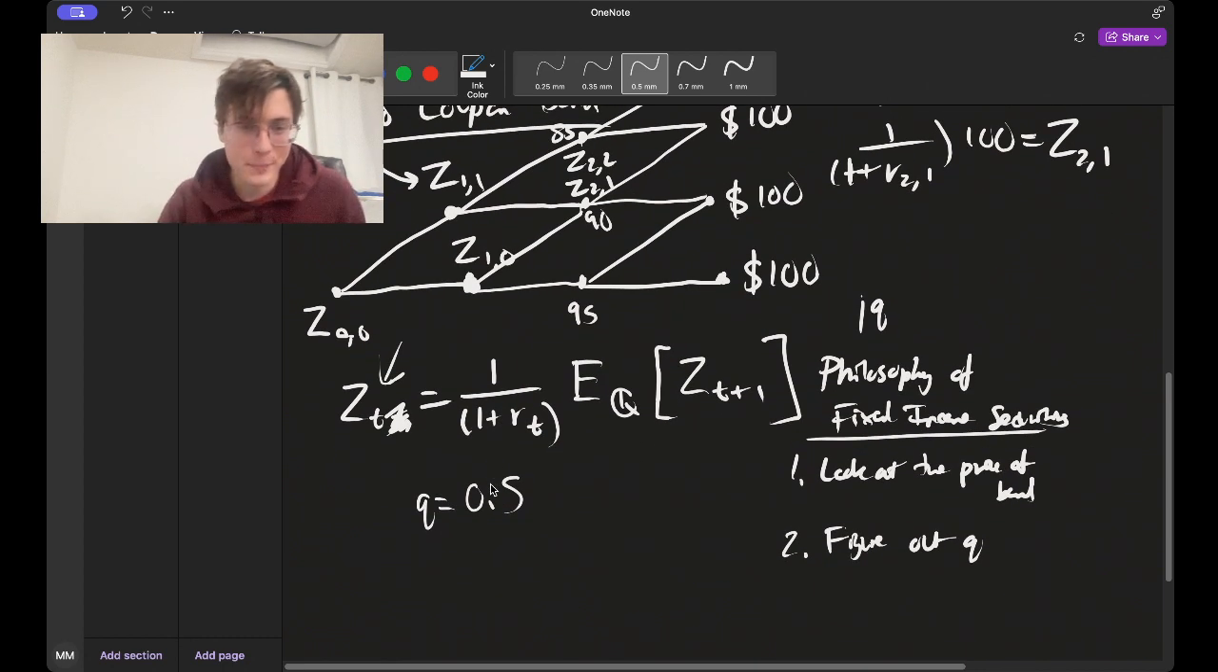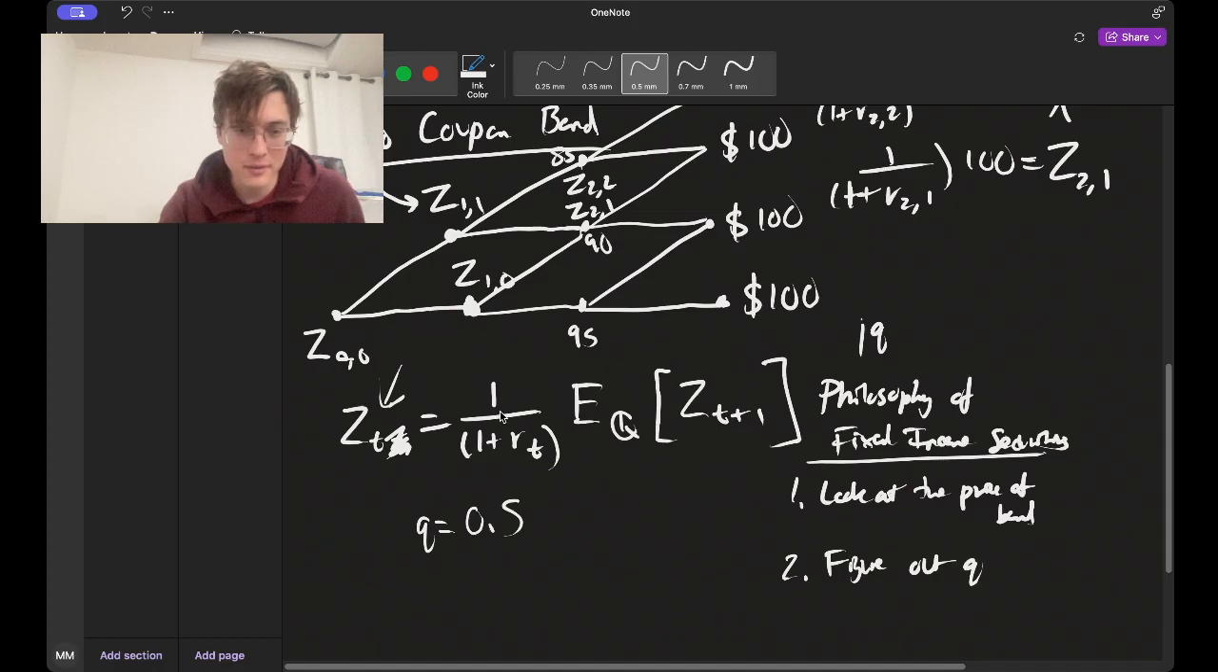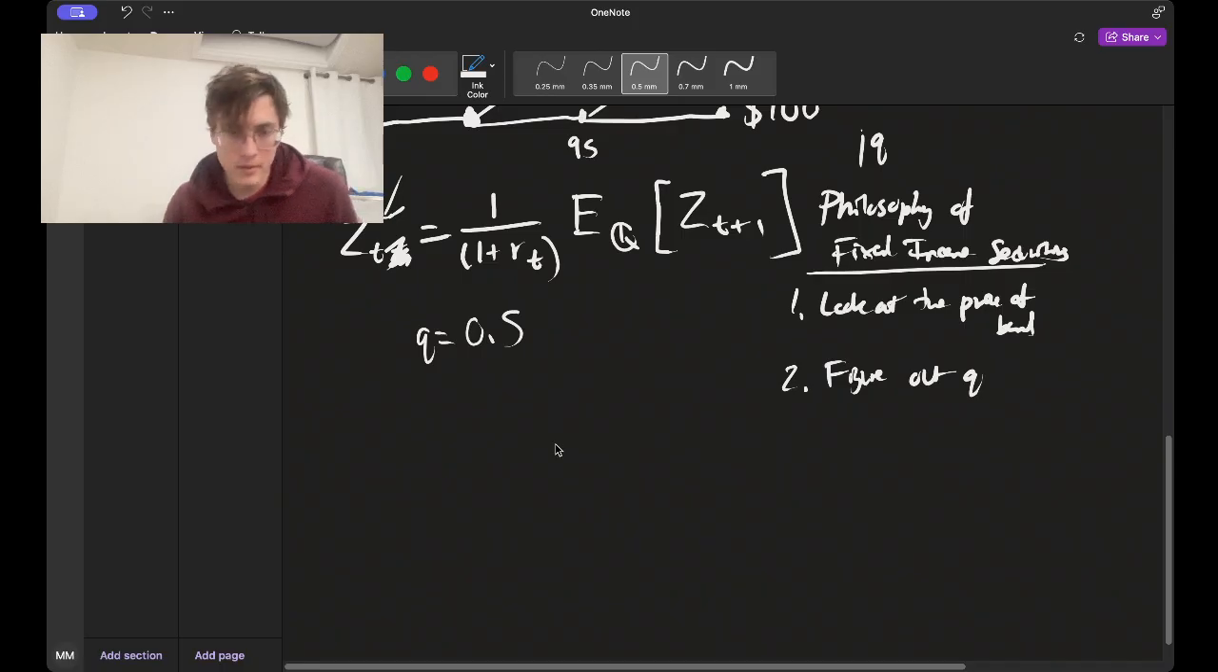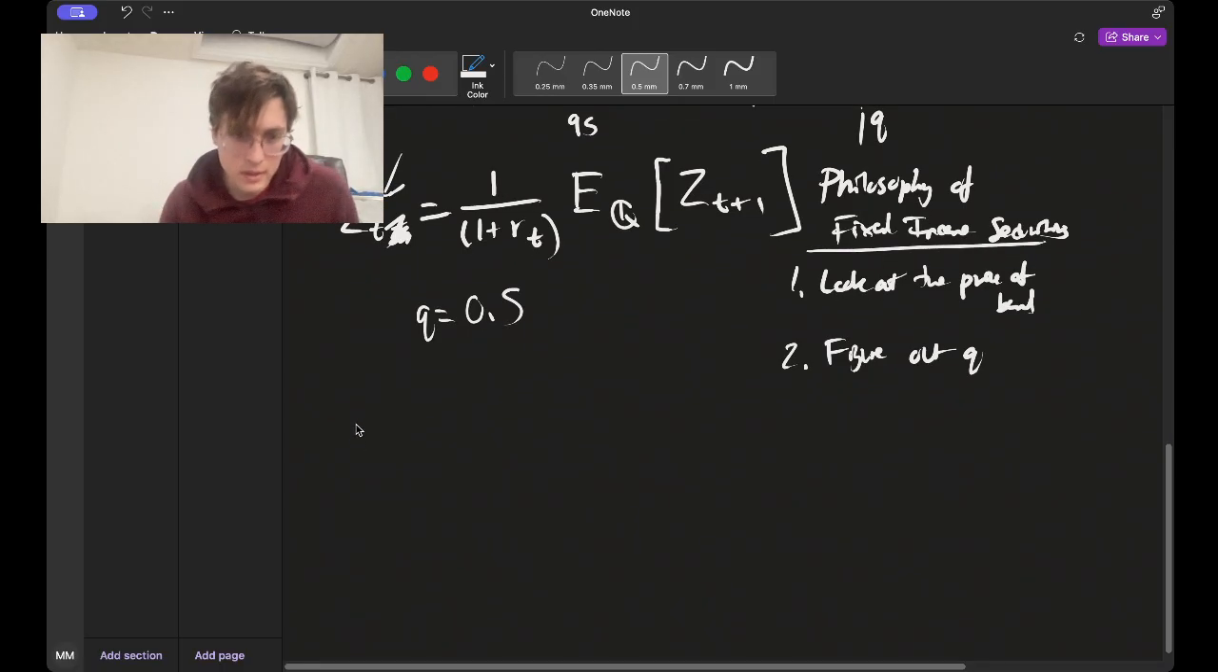So, like I said, ZT is equal to the expected value according to the risk neutral probabilities of ZT plus 1, discounted by 1 plus RT, okay? So now there's a nice formula that we're going to develop.